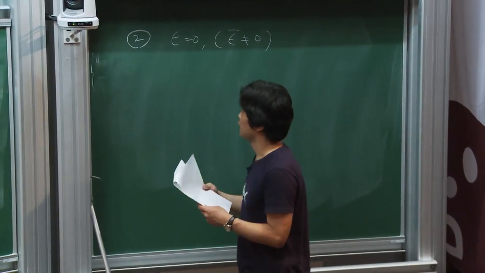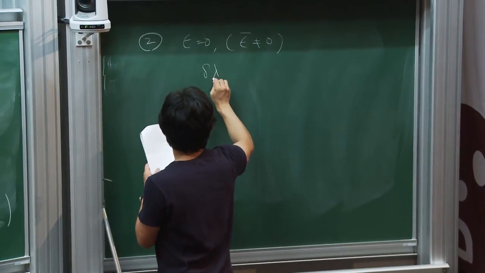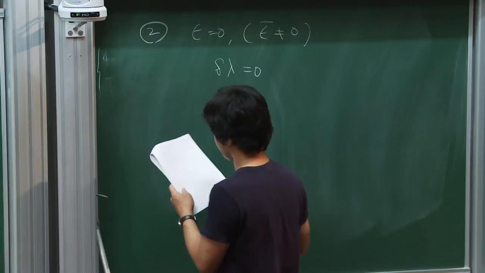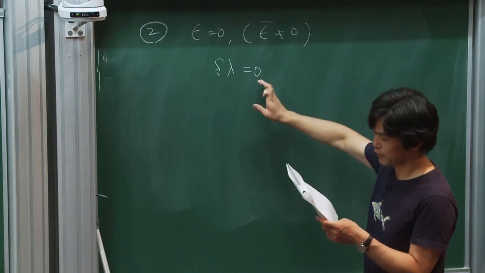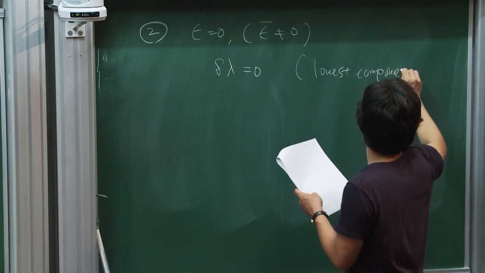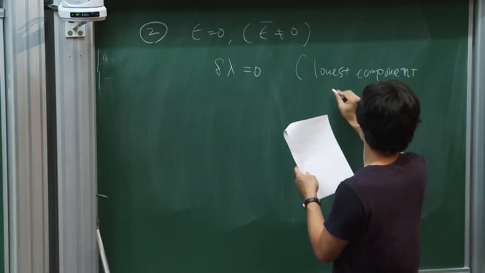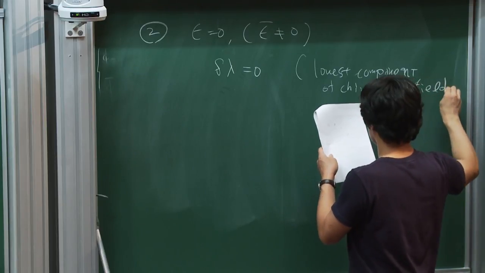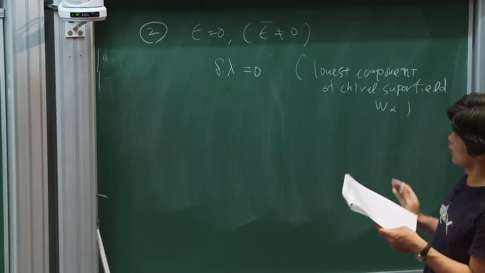Okay. And then this case is very tricky, a bit strange, but anyway, we can consider this choice. With this choice, epsilon is zero, and then delta lambda equals zero. I mean, this is the lowest component of the gauge superfield W alpha. Okay, that means that this is closed.